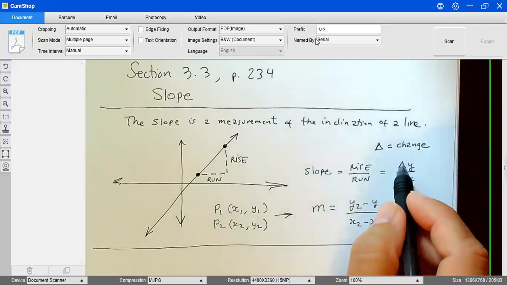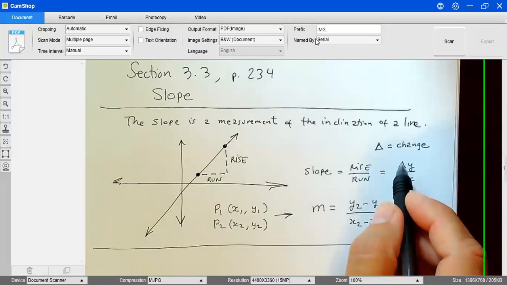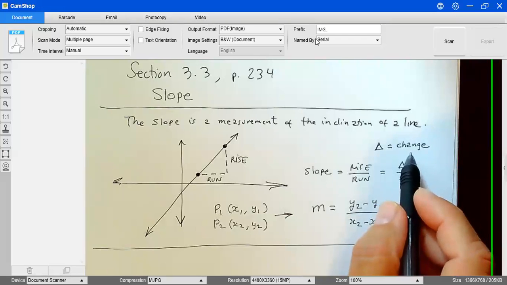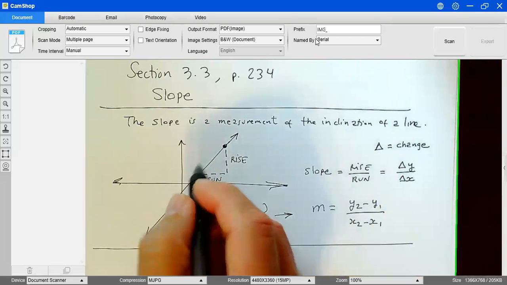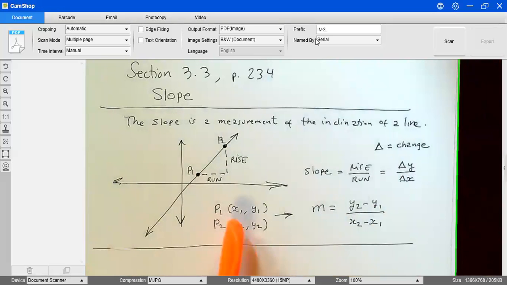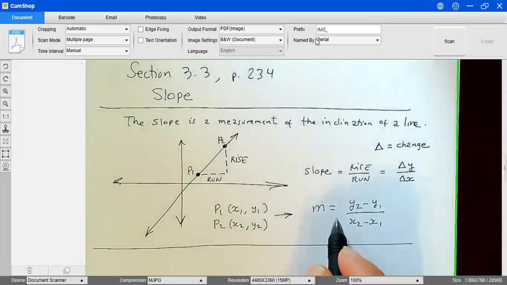The Greek letter delta is the corresponding capital D in English. This delta means change, the difference between 2 quantities. So when you have 2 points, let's say this is point 1 and this is point 2, with coordinates x1, y1 for the first point, and x2, y2 for the second point, then you can find the difference of the y's and the difference of the x's. If you divide the difference of the y's by the difference of the x's, you're gonna get the slope. We use the lowercase m most of the time to denote the slope.